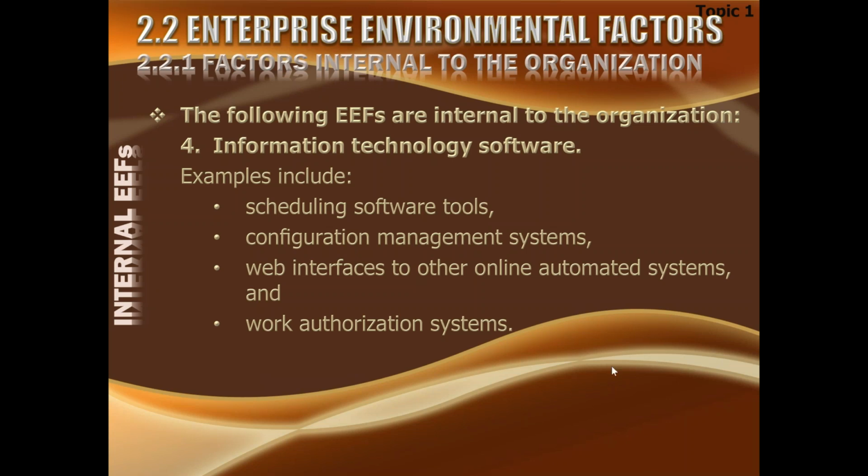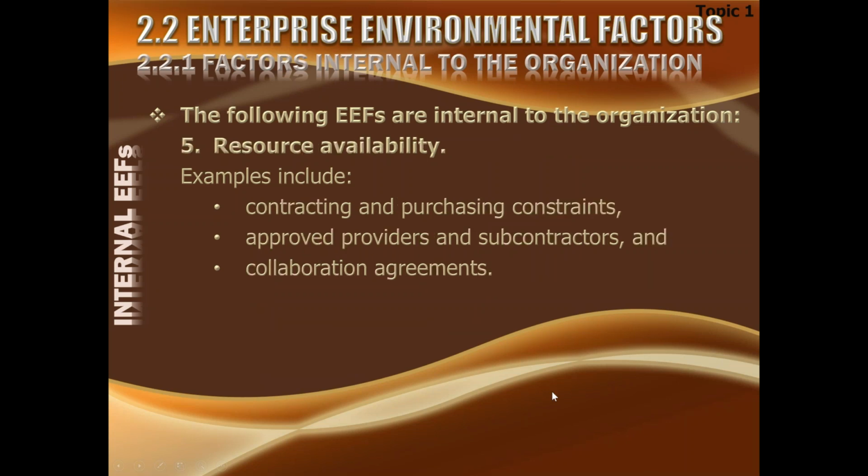Then we have the resource availability, like purchasing constraints, approved providers and subcontractors, and collaboration agreements. So when we are getting resources from outside, these are probably through contracts, or hiring people or getting them on contract, or due to some collaboration agreement, whatever they are.